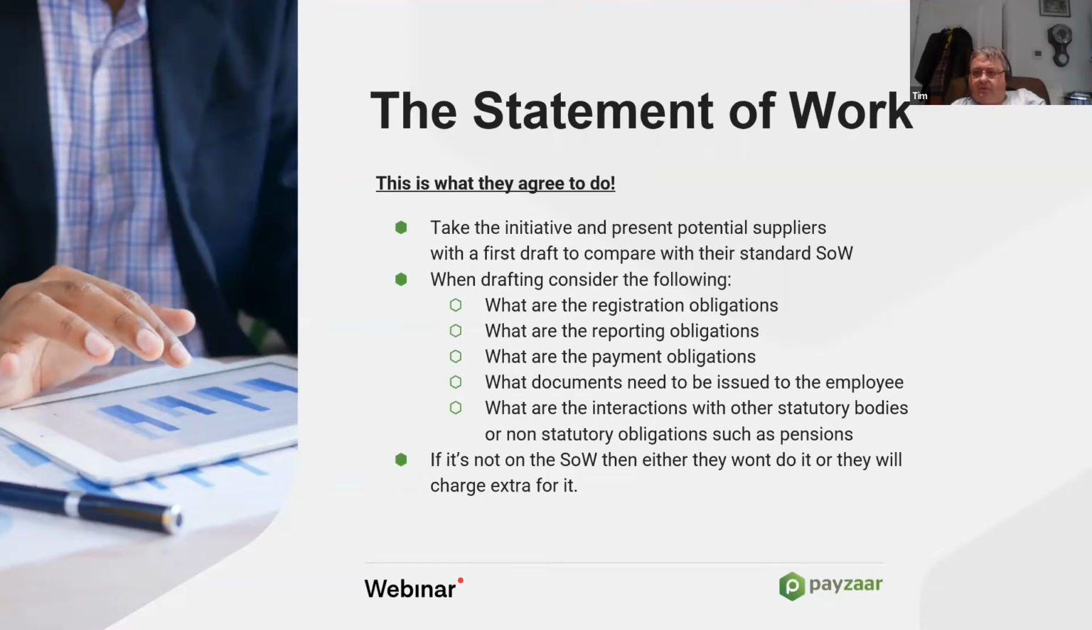We need to think about our interactions with other statutory bodies, so not just the tax and social security authorities. So, for example, many countries have a requirement that the company will take on a given percentage of its workforce from the disabled community. And if they don't do that, then there's usually a punitive tax charge to pay, and there's usually a separate body that would deal with that.